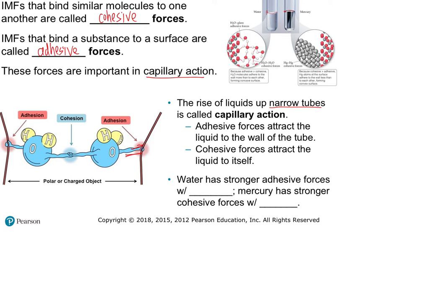So we can tell by the shape that it takes that water has stronger adhesive forces with glass, and mercury has stronger cohesive forces with itself.